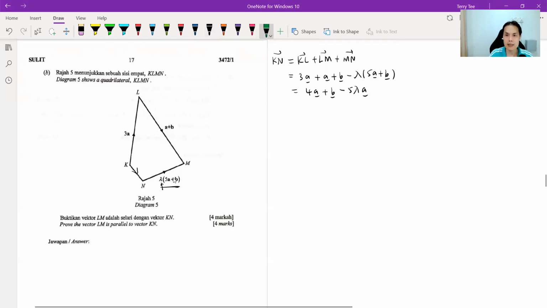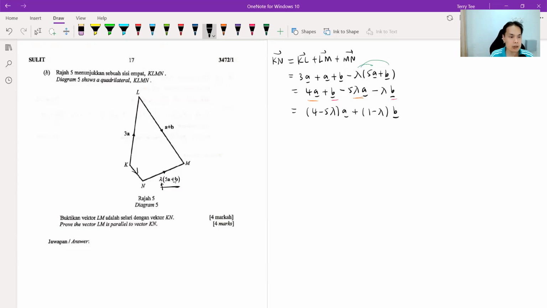And multiply the lambda inside one by one, so minus lambda b. Now we're going to put together your a and a, so it's going to look like this: 4 minus 5 lambda, a. Put together your b and b, so you have 1 minus lambda, b. So that is your vector KN.